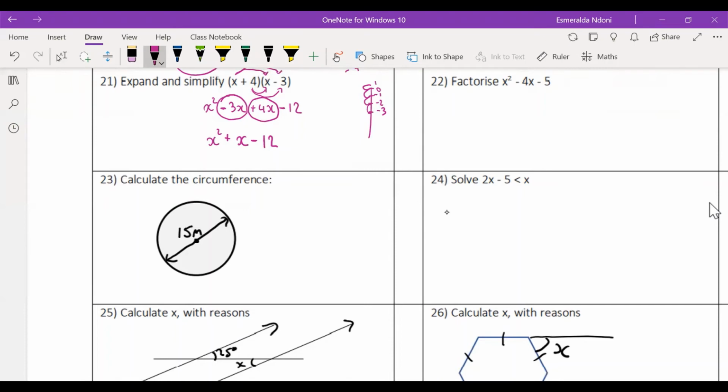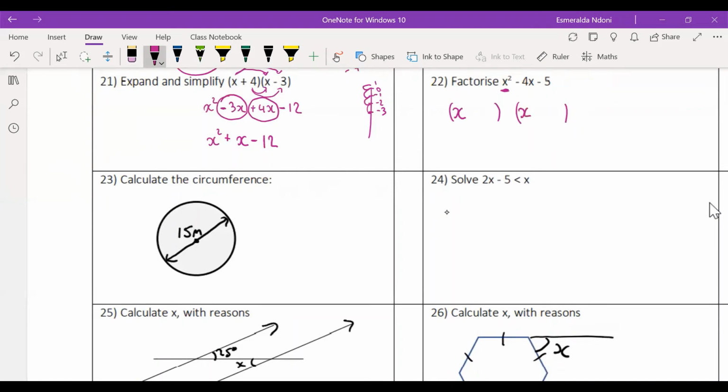Question 22 is the opposite of it. So we have it expanded. Now we need to make brackets. So first thing first, you start with your double brackets. You have an x squared, so you know that you had an x there and you had an x there.